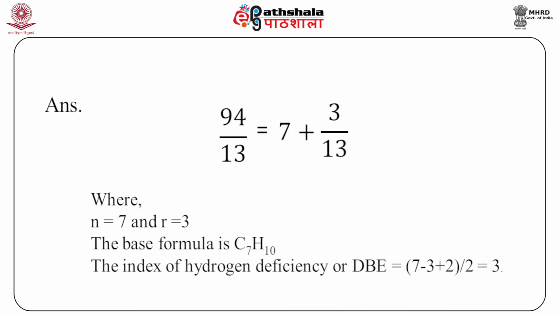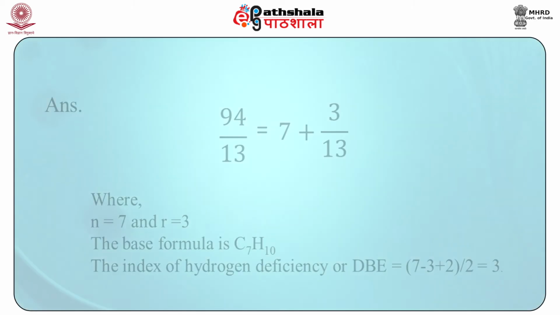Now the base formula is C7H10, that is CnHn plus r. So the index of hydrogen deficiency or DBE calculated is (7 minus 3 plus 2) divided by 2, which gives you 3. Now you can understand how a DBE of 3 will be able to tell you about the actual structure based on other information given.